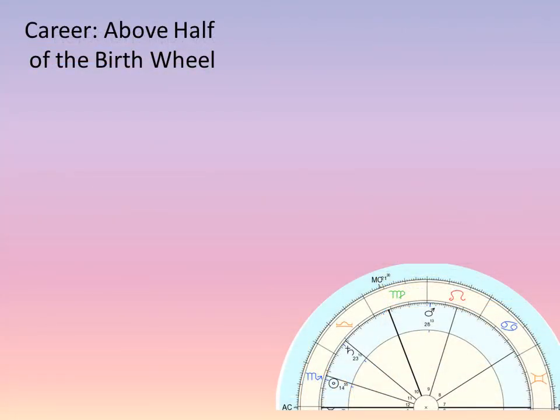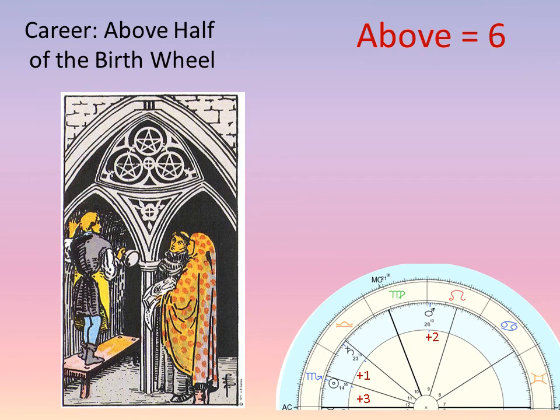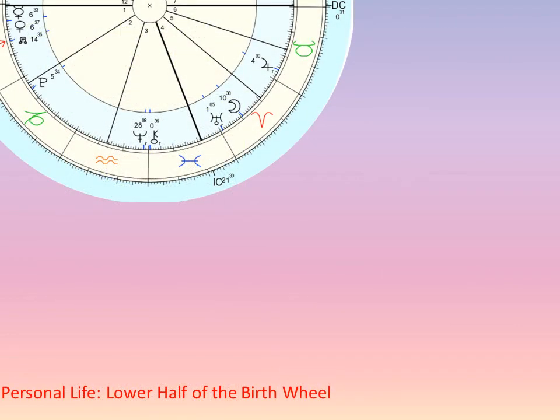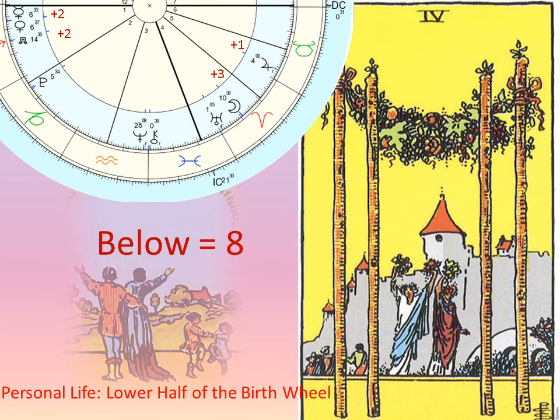Then we look at the above hemisphere, and add those up, and that has to do with career, and it's a weight of 6. We look at his personal life, the lower half of the birth wheel, and add those numbers up, and it's an 8 here. And one of these awkward family photos. They're pretty funny. But anyways, that has to do with home and family.